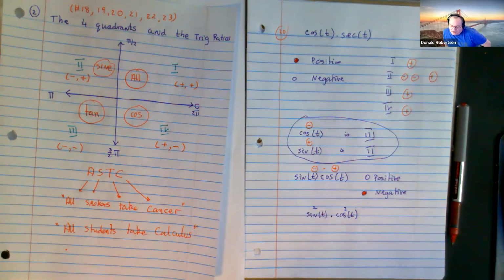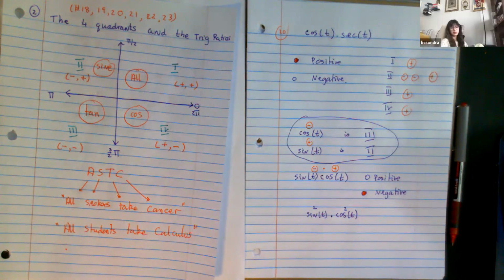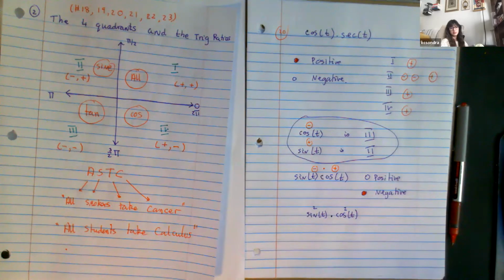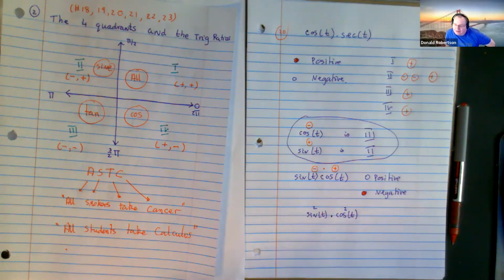Sine squared t times cos squared t. Is that positive or negative? Positive. I like your answer. Now the hard part, prove it to me, because you're right.